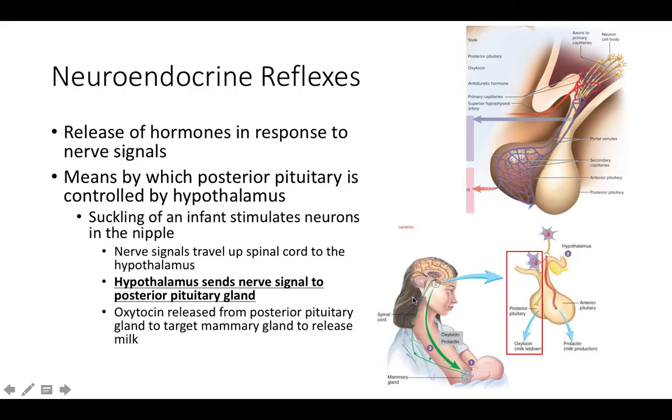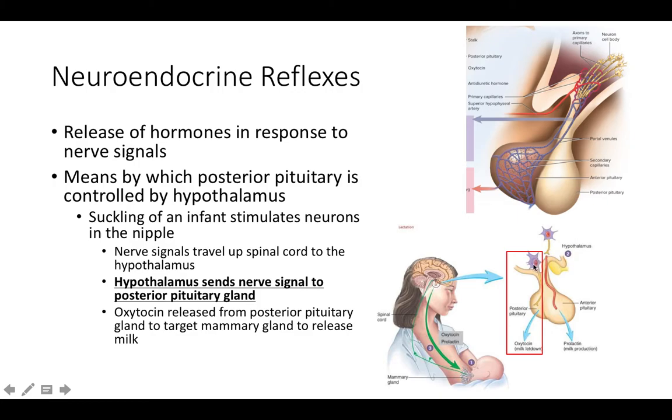Okay, so the example that we did talk about already was an infant suckling. The infant suckling sends a nerve impulse to the brain, or maybe the infant's crying. In the case of dairy animals, sometimes they hear the feed truck coming and they'll start to lactate already because they know that it's time to go to the milking parlor. And so it sends this nerve impulse to the brain, and the hypothalamus sends a nerve signal to the posterior pituitary gland, which then releases oxytocin.